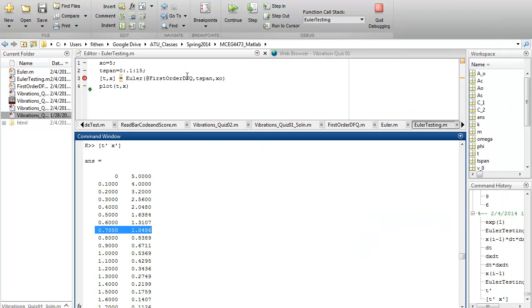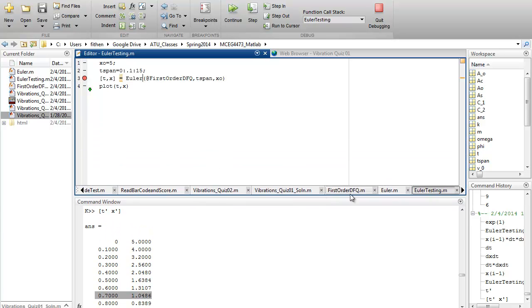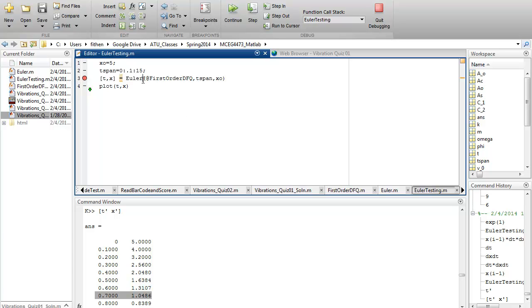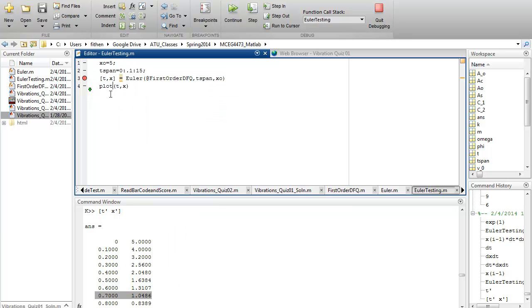So in essence, if we wanted to change this, we could make one simple change. Now we see how this thing is built. Here's an Euler solution to it. We can make one simple change and solve it with ODE. Tell you how we'll do it. We'll do a copy, and then we will do a paste, and we'll change the Euler to ODE45.